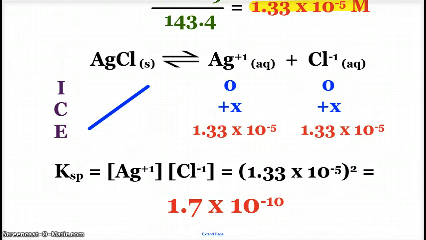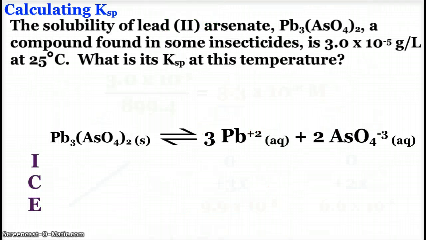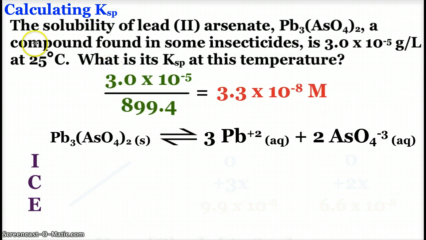One more example showing some exponents involved. Lead 2 arsenate, found in some insecticides, its solubility is 3 times 10 to the negative fifth grams per liter. So first I need to change that to molar solubility. It's a fun molar mass, 899.4 for this lead 2 arsenate.